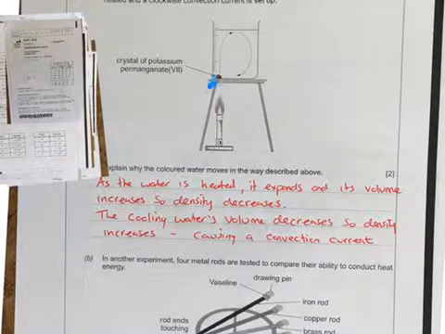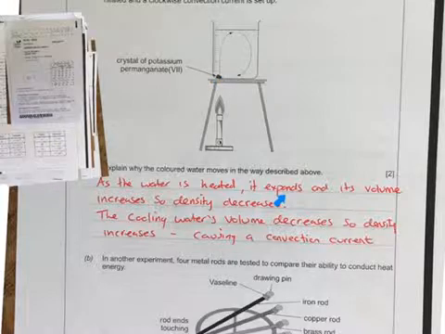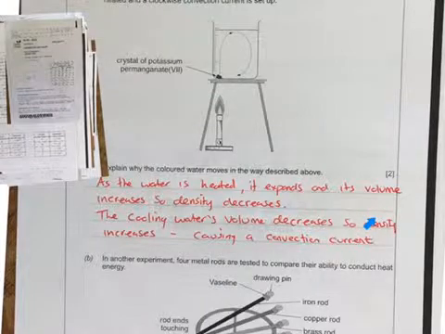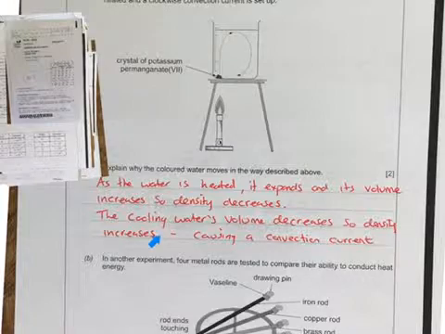As the water is heated by here, it expands and its volume increases, so the density decreases. So it's moving up. I should have put that there at the end, so it rises. I forgot to put that there. So it does rise. The cooling water, its volume decreases, so the density increases. Now, you don't have to mention the volume of water. If you just put the density increases, it's fine. Causing a convection current. So this is going to sink.